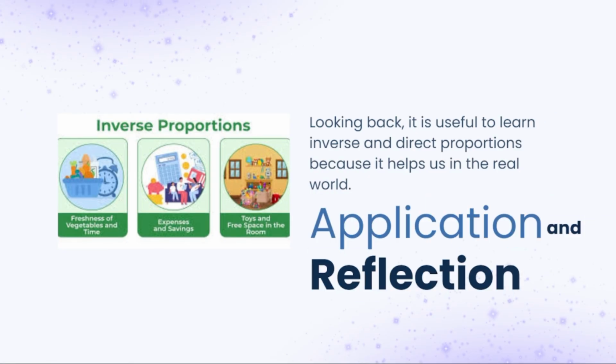Now I'll be talking about application and reflection. Looking back, it is useful to learn inverse and direct proportions because it helps us in the real world. Some examples of inverse proportions are the freshness of vegetables and time. This means the longer the time passes, the less fresh the vegetables become. When time increases, freshness decreases. For example, if you buy vegetables today and leave them for a week, they will not be as fresh anymore.